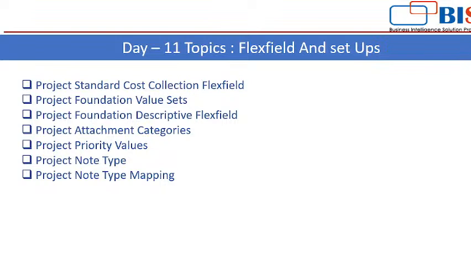Then we have seen, if we are using any kind of attachment, then we have to create that attachment category, and that attachment category will be created at the user level. Then we have seen how to create the priority values for the project. You can use the predefined priority values, and also we have an extendable lookup in the priority values. There you can create your own priority values as per your business requirement. Then we have seen, if you want to use notes in the project, then you have to create the note type and do the note mapping. And then we have seen a very mandatory setup, that is project status.